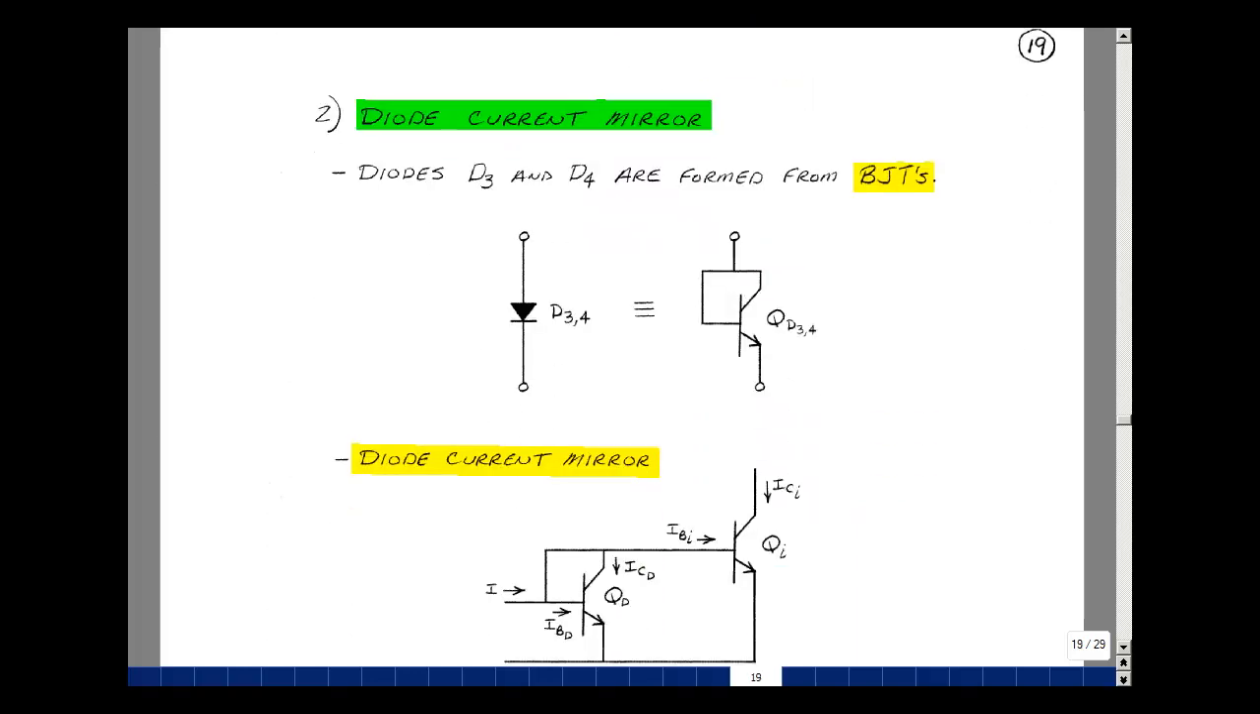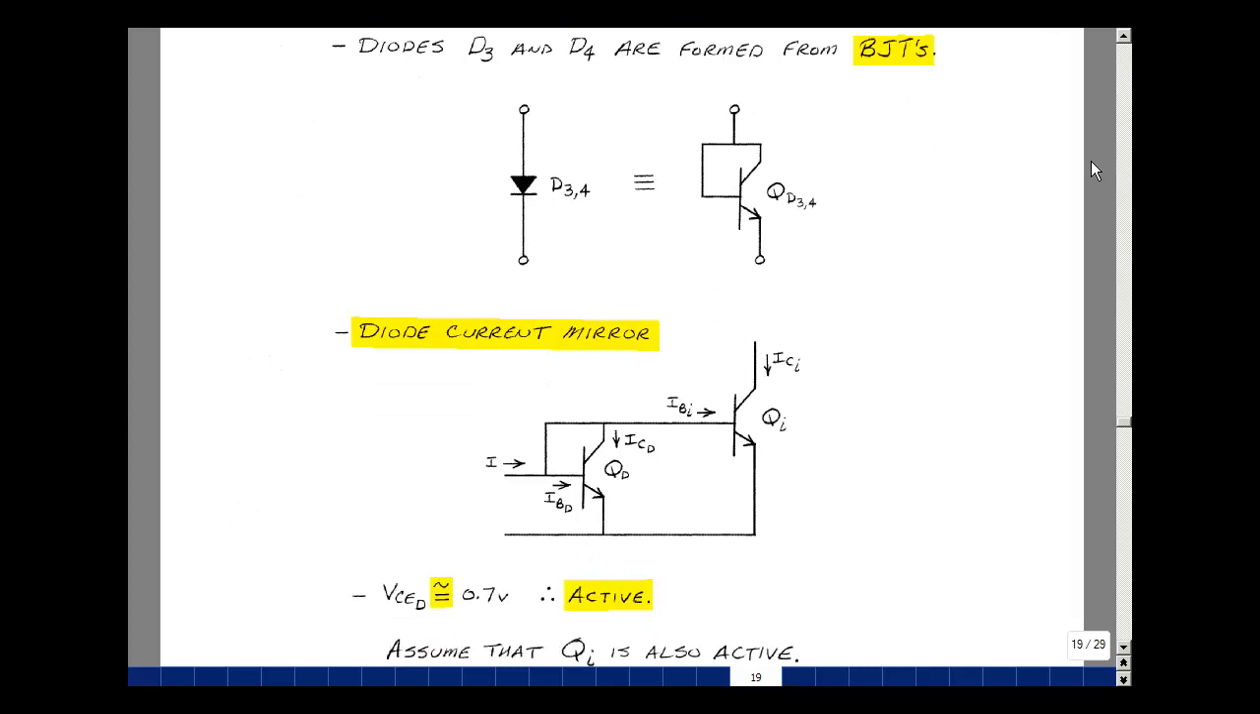On page 17, diodes 3 and 4 are actually formed by putting a short circuit between the base and the collector of a BJT. We also call these diode-connected BJTs. And they form a current mirror when you connect it in the following way with the transistor. Here's this diode-connected BJT feeding into another transistor. Since the base emitter voltage of Q sub D is across the collector emitter of Q sub D, and this is about 0.7 volts, then that puts Q sub D in the active region.